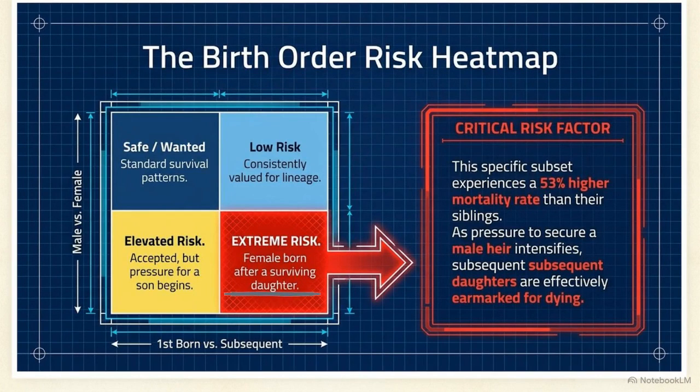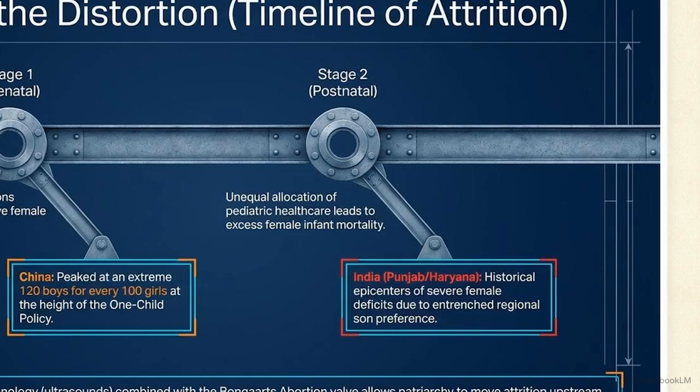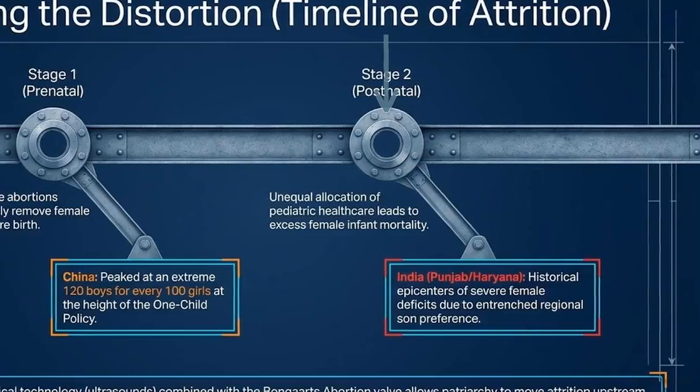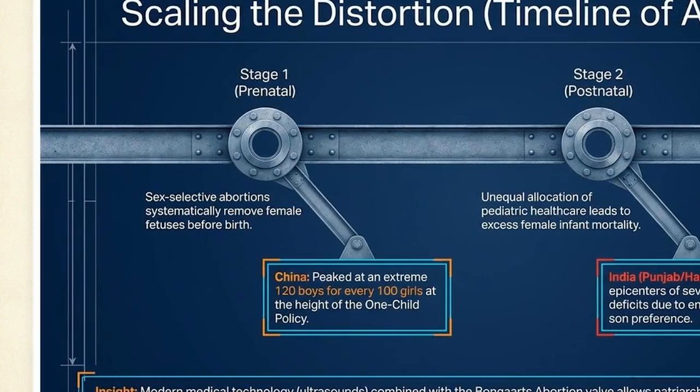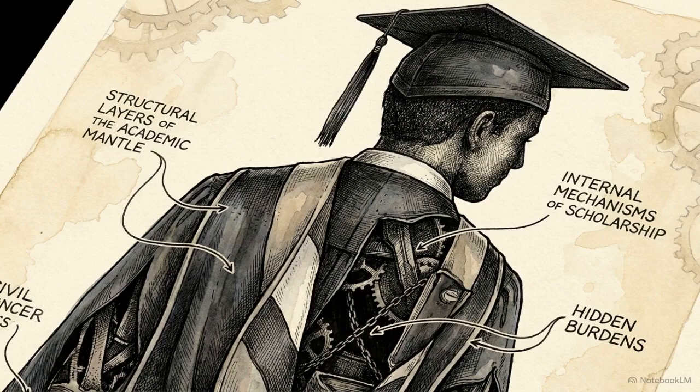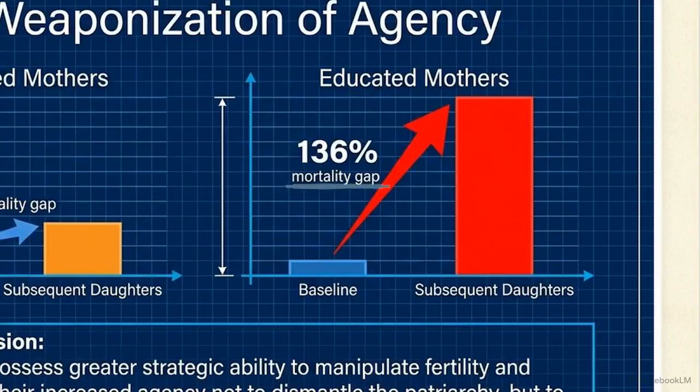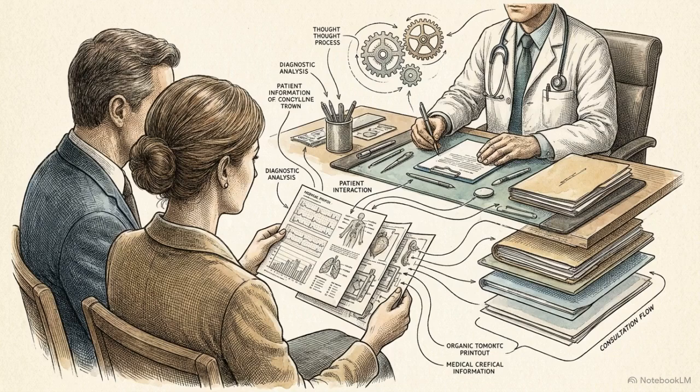Modern medical technology allows this attrition to move upstream. It begins as postnatal nutritional neglect and unequal pediatric care, but evolves into prenatal sex-selective abortions. This leads to a disturbing finding regarding maternal agency. What happens when mothers within these patriarchal systems gain a higher education? The data shows a 136% mortality gap spike for subsequent daughters born to educated mothers. Increased female agency, without dismantling the patriarchal structure, merely optimizes the execution of the cultural mandate for sons.